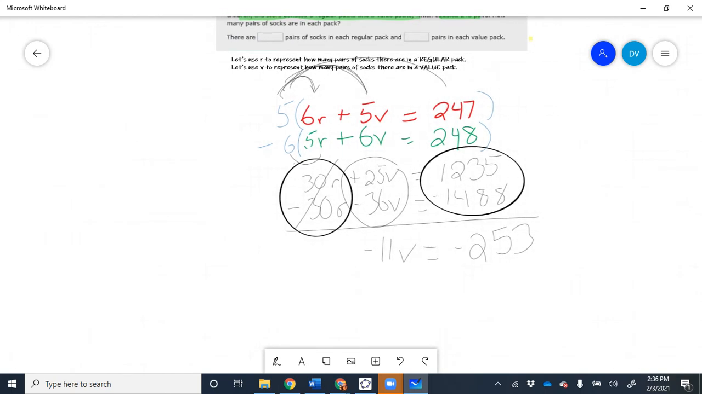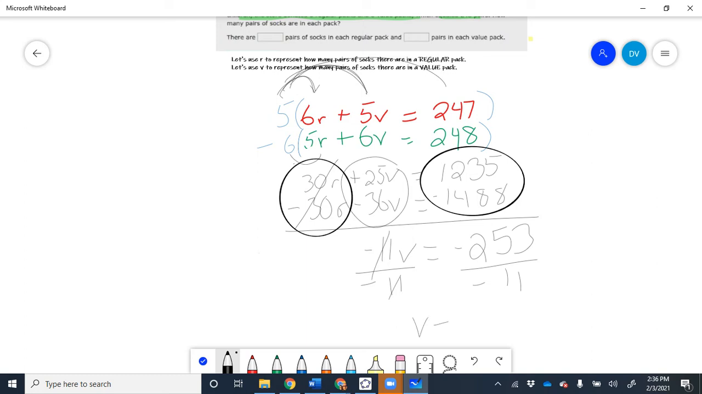Yeah, if we divide both of these by negative 11, we're going to get v is equal to 23. V is equal to 23. Okay?